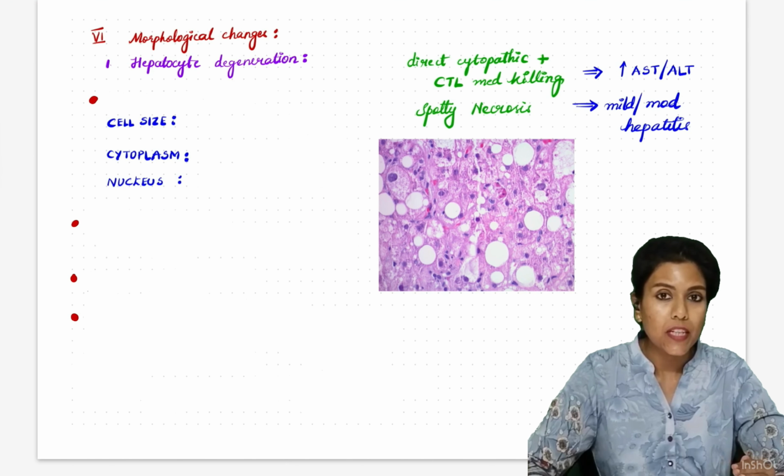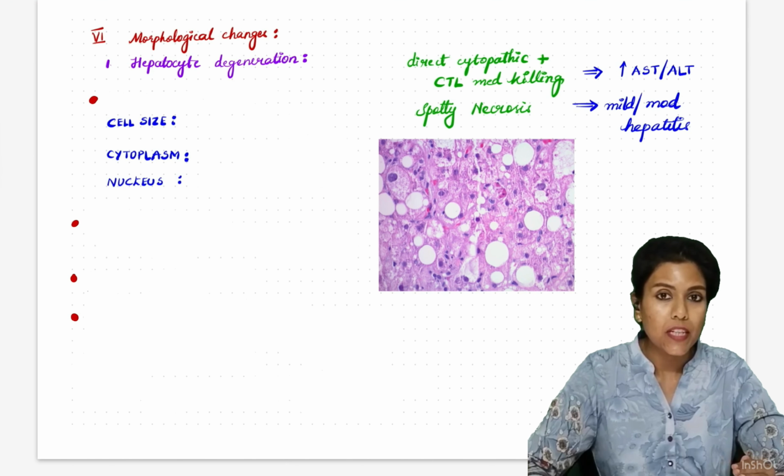So, again, I'm drawing the same. A set of hepatocytes between the central vein and this portal triad. When these hepatocytes undergo necrosis, it is called bridging necrosis. Bridge means it is bridging between two vital structures like a portal tract and a central vein, or it can be between two adjacent central veins.